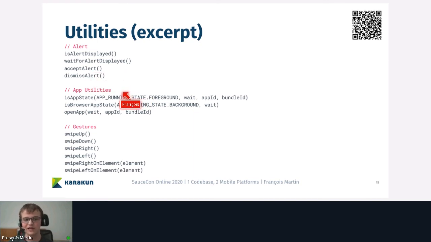You also have some utilities to check the state, for example, to check if the app is running or if a browser is running in the background, in the foreground, or not running at all. Also to open an app. And there's also support for gestures. For example, if you want to swipe up or down, or swipe left or right on an element, you can also do that, which is great, I think.